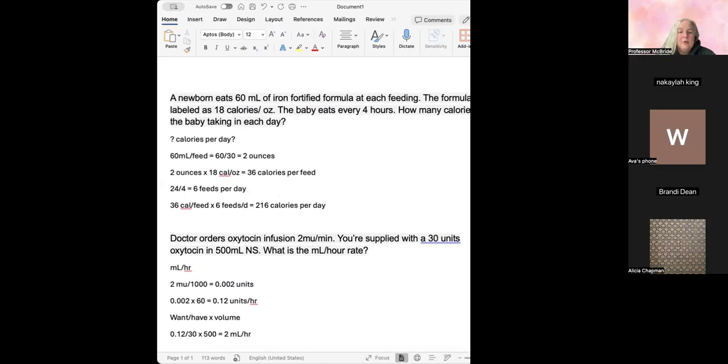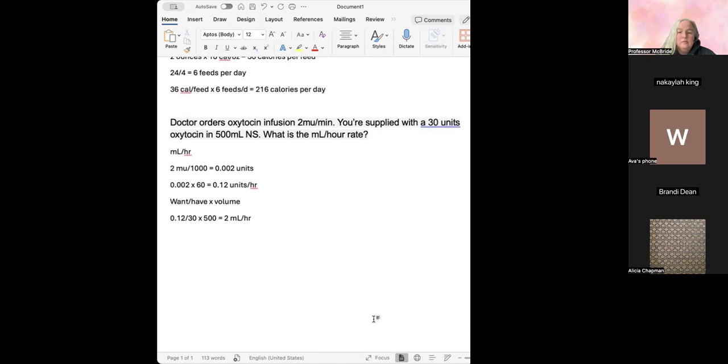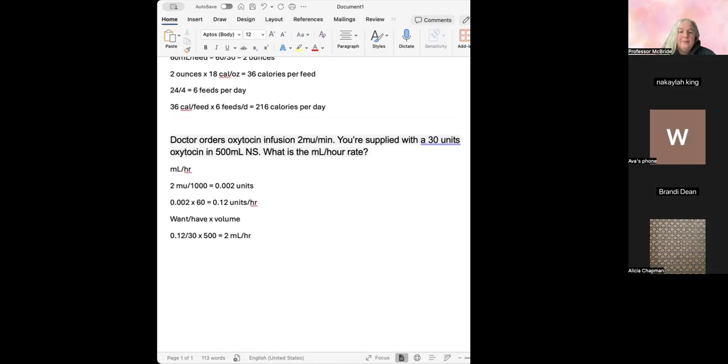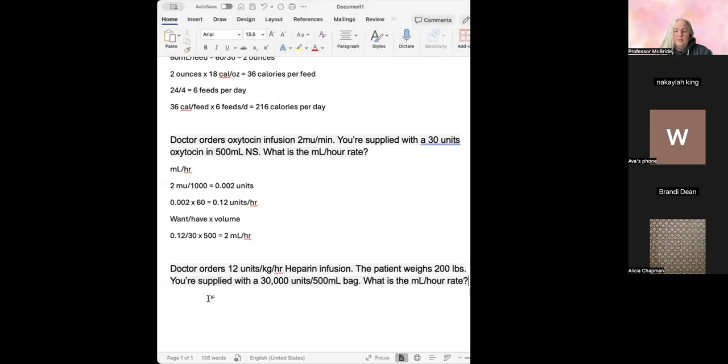Any other math we want to look at before we play our game? Do you want to do heparin? Yes. Okay, let me find a heparin one. I'm still using that same document, the multi-step math, because I think I have a heparin one in there too, and I'm just going to grab that. Here we go. So here's a heparin question.